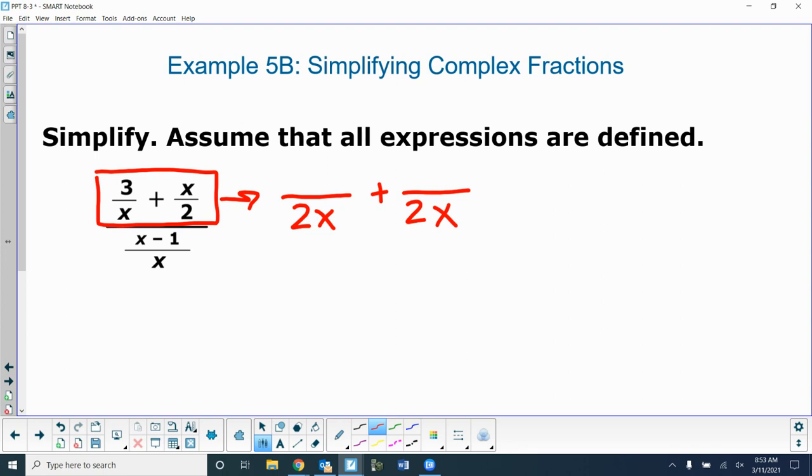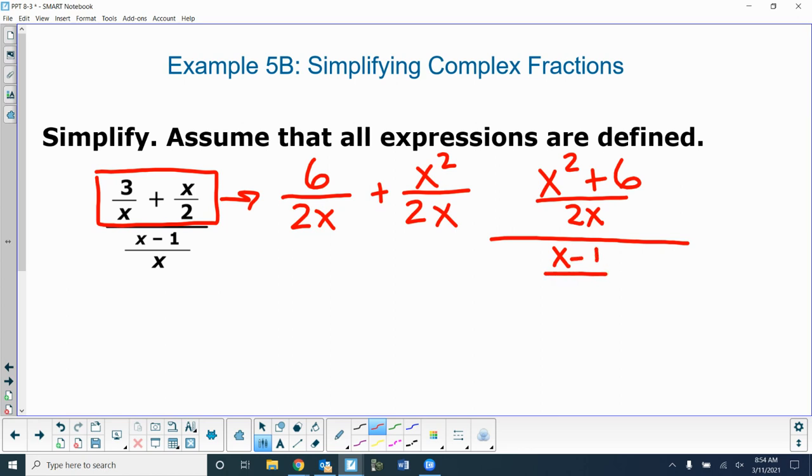So what did I multiply this first fraction denominator by to get this one? 2. So what do I multiply 3 by? 2. 3 times 2 is 6. What did I multiply this 2 by to get that? x. So what's x times x? x squared. Okay? So I like to put the x squared in the front. That's my fraction now.